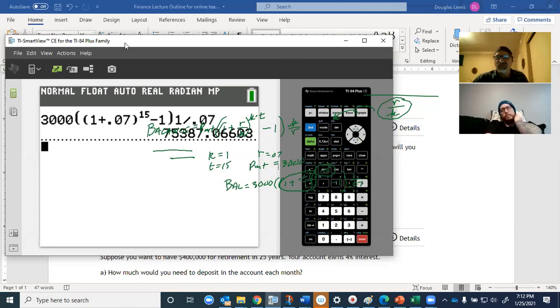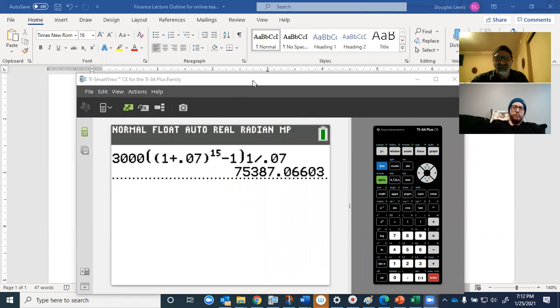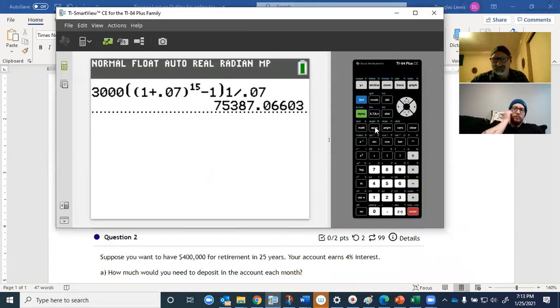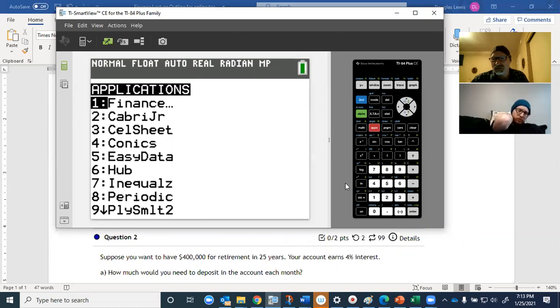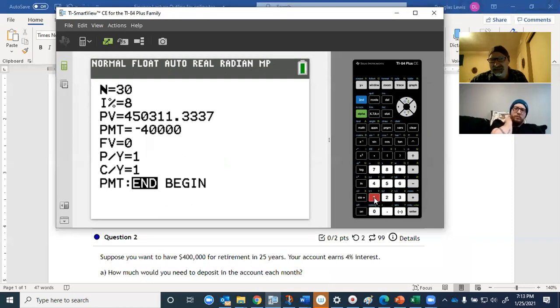Now, rather than using that formula, the calculator has an app on it. And so let me note something here. Do you notice, if you have a TI-84, there's a button there that says apps. So I'm going to clear everything here and I'm going to select apps. And I'm going to click 1 for finance. And then the TVM solver is what we're doing. So we click 1 again. And this is what we get.